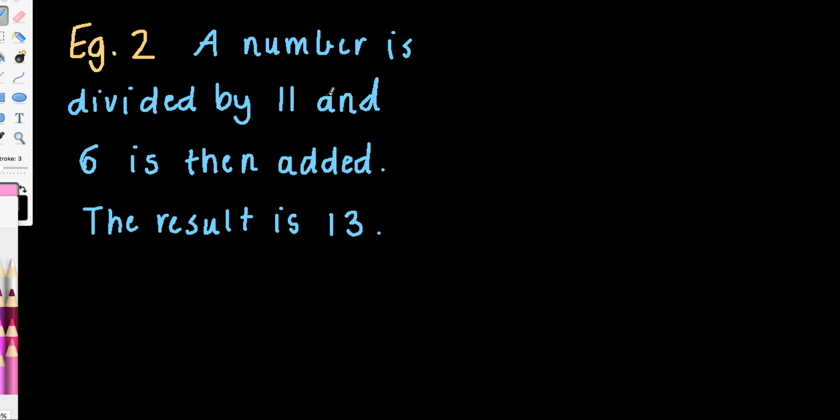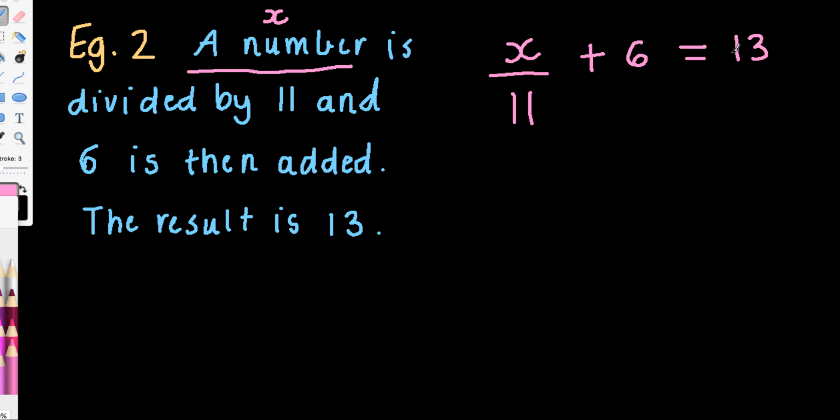A number is divided by 11. A number we don't know. I'm going to call it x. How original. Here we go. X over 11. Since it says divided by 11, we don't want to use this symbol because we don't like to use it when we are using algebra. Okay, x over 11, and then 6 is added. Okay, the result, so what this whole thing is equal to is 13.